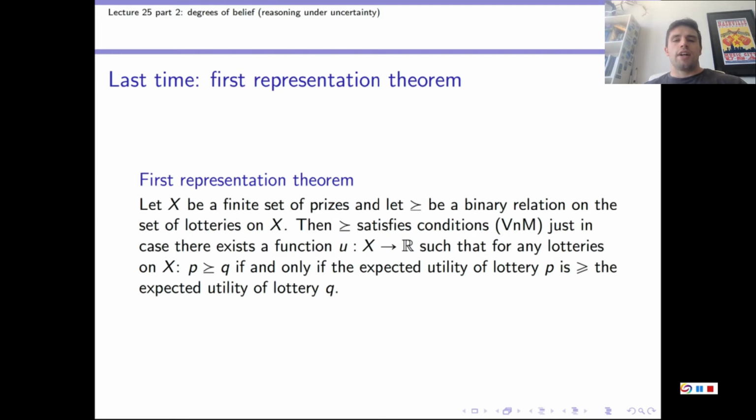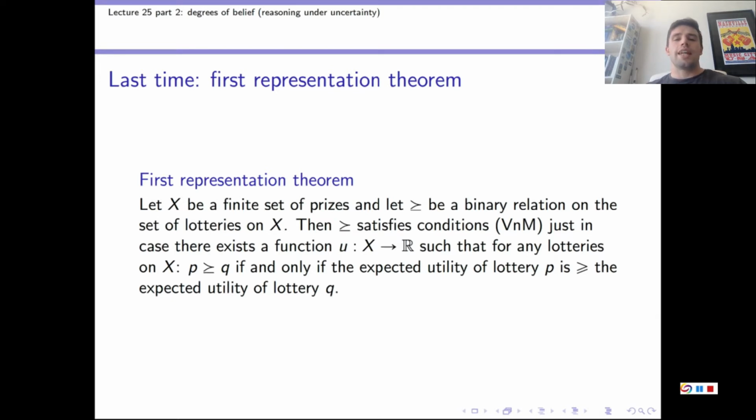Let X be a finite set of prizes, and curly greater than or equals be a binary relation on the set of lotteries on X. Then curly greater than or equals satisfies the V&M conditions if and only if there exists a function u from X to the real numbers R, such that for any lotteries on X, we prefer P to Q if and only if the expected utility of lottery P is greater than or equal to the expected utility of lottery Q.